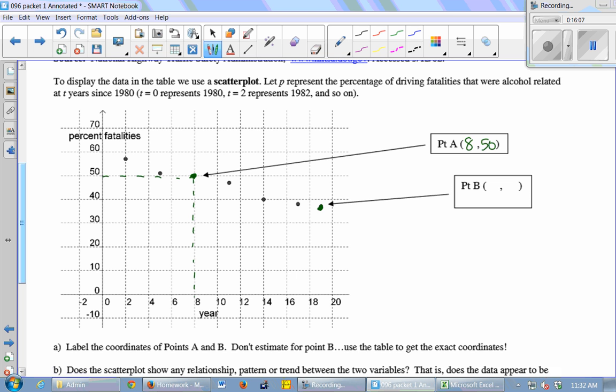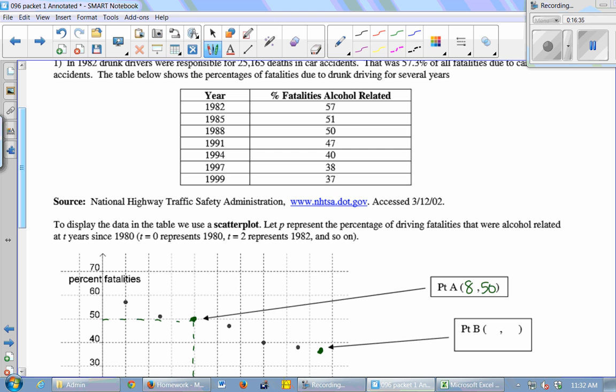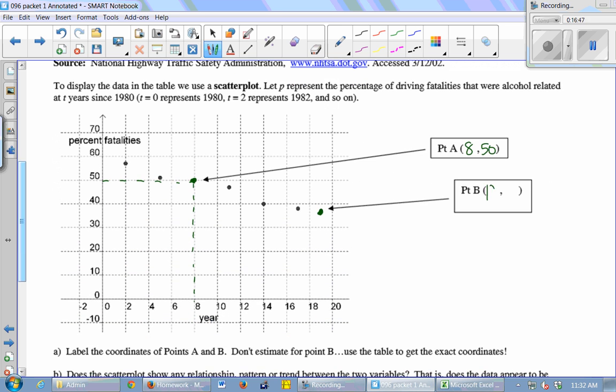It's not on a nice intersection point. Nope, that was there. I just colored over it. It is 1999. Yeah, how do you know? It's the last point, right? And all of these points represent a point from the table, right? So that last point has to be this guy. So we know its exact coordinates are actually 19, because it's 19 years after 1980, comma 37. We couldn't tell exactly from the graph, but from the table, we knew that that was at 37 and that this is at 19.